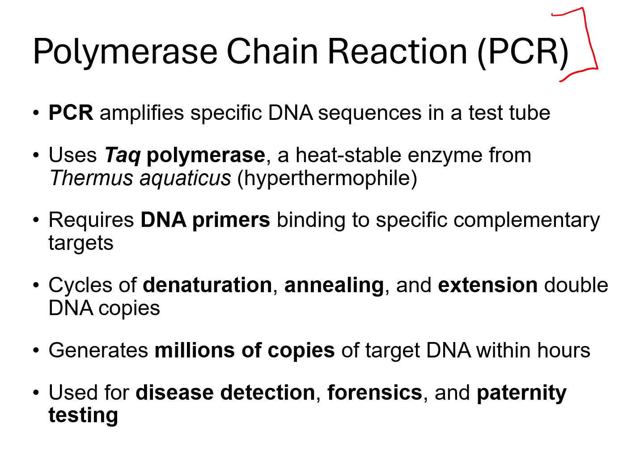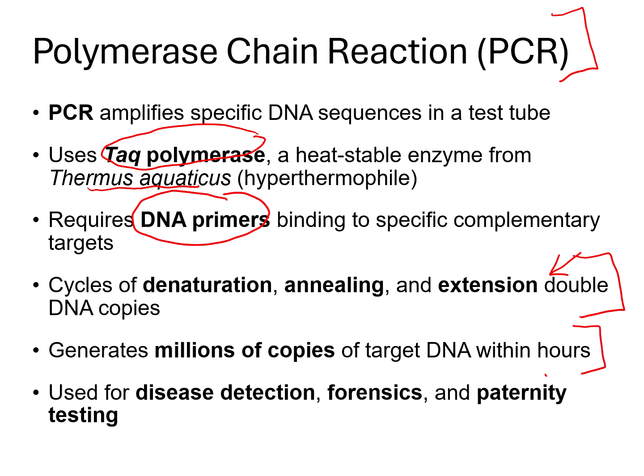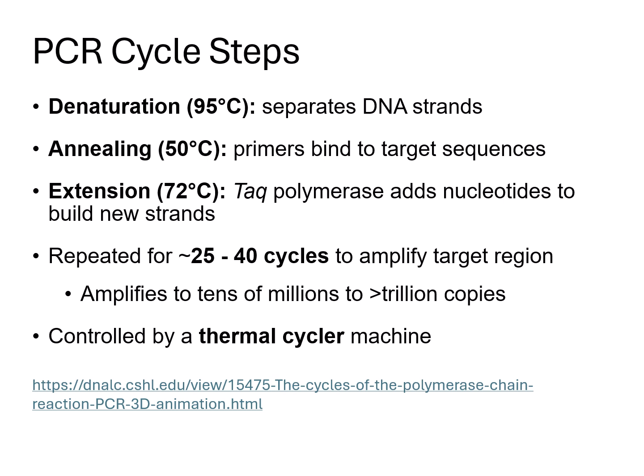Polymerase chain reaction, or PCR, amplifies a specific DNA target millions of times in a test tube, and it relies on an enzyme called Taq polymerase. This is a heat-stable enzyme that we derived from the bacterium Thermus aquaticus that was isolated from a hot spring in Yellowstone National Park. We'll also need DNA primers that bind to the target DNA sequences, and repeated cycles of heating and cooling, I'll talk about the specific steps shortly, will produce tons of identical DNA copies within a few hours. So some use cases, just some examples of how we use PCR include for disease detection, forensics, or paternity testing.